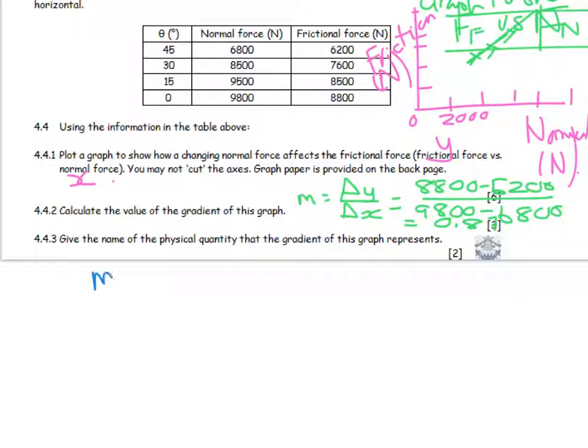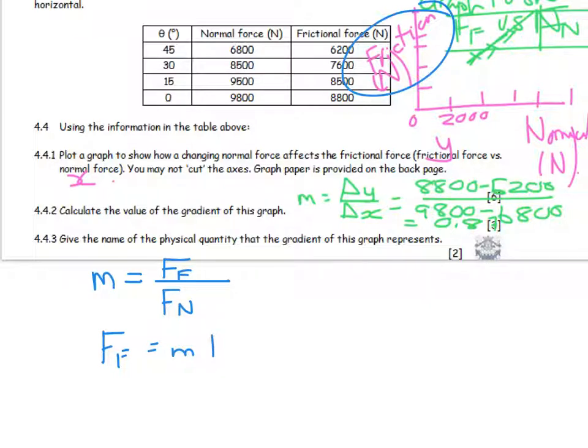Well, let's go. Gradient is equal to change in y over change in x. Now, if I rearrange that, we find that the frictional force is equal to the gradient times the normal force. Well, we know another equation that looks a little bit like that. And therefore, the gradient is the coefficient of static friction. And you need to say static because this whole thing was standing still at the time.